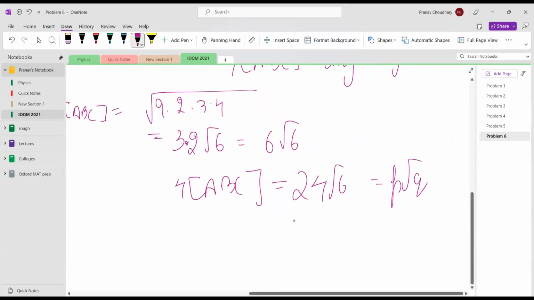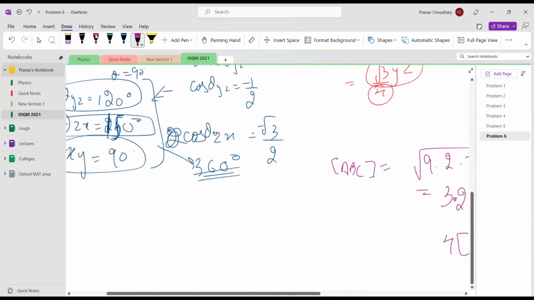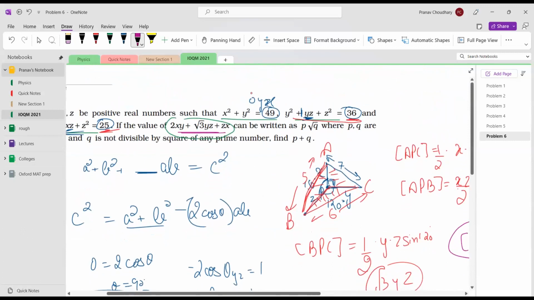And this is equal to P root Q. And we have to find P plus Q, which is 24 plus 6 equals 30. So the answer to this question is 30.